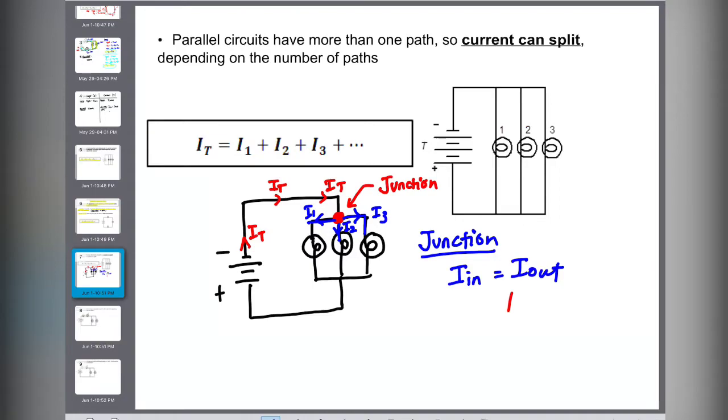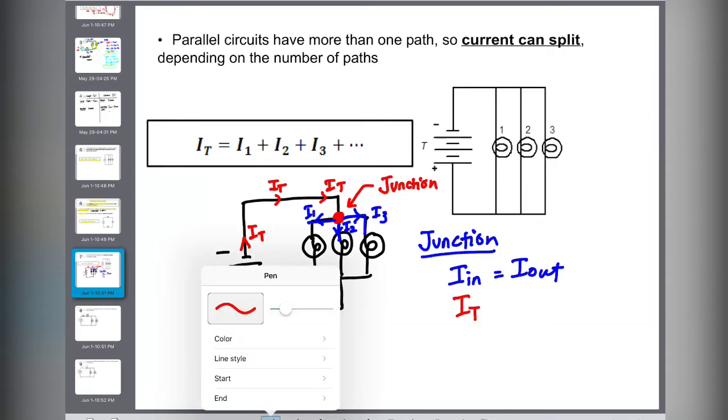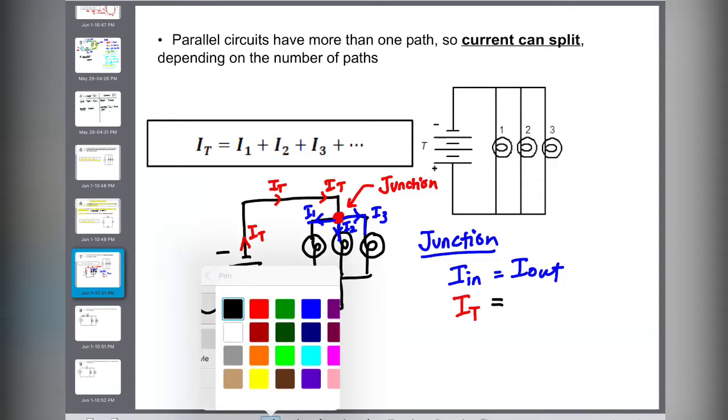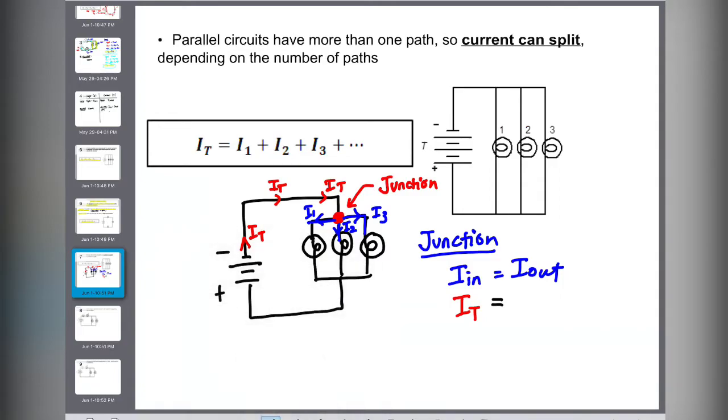So the current coming in is the red current, and the name of the red current is IT. And what is flowing out? I have 3 things that are flowing out. It flows out into 3 streams, I1, I2, and I3. So the total that's coming out is the same as what comes in at the junction.